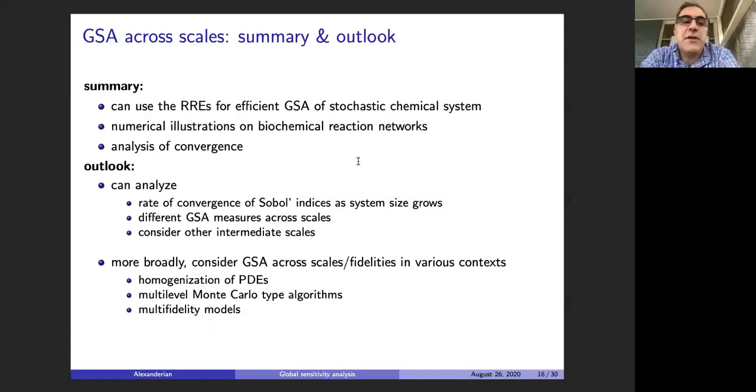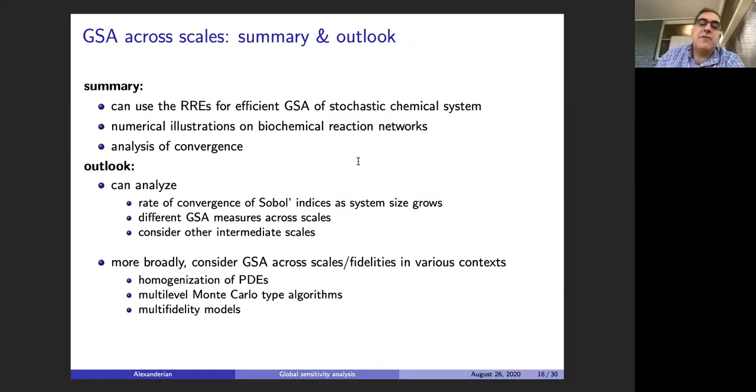What are some things to look into? Specifically, for these chemical systems, an interesting question that came up from the review comments in the article was, what's the rate of convergence of the stochastic Sobol indices as the system size grows? It's interesting. One could consider different global sensitivity analysis measures across the scales, for example, some of the ones that Thierry showed earlier. Or you could also consider other intermediate scales.